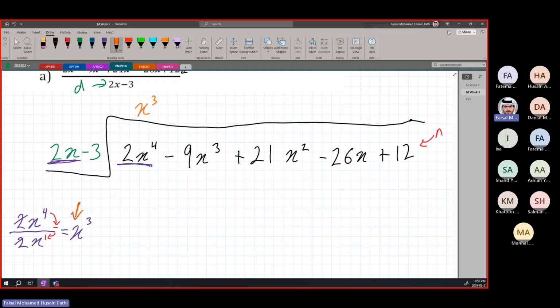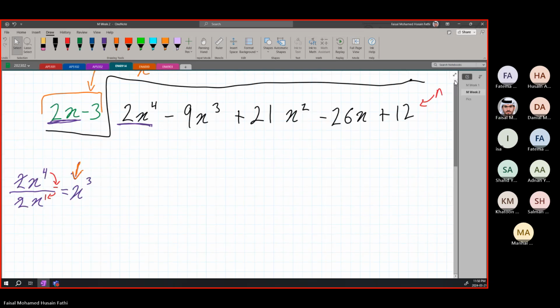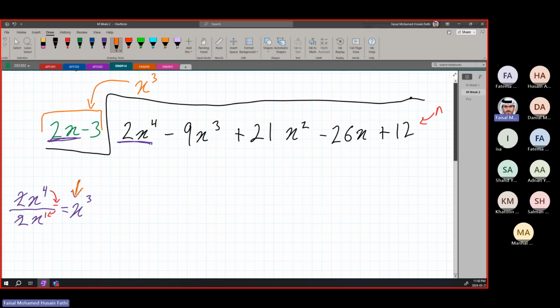What do you do with this x cubed now? You will multiply your entire function with x cubed, your entire denominator with x cubed. What comes out? So you will do this. X cubed into 2x minus 3.